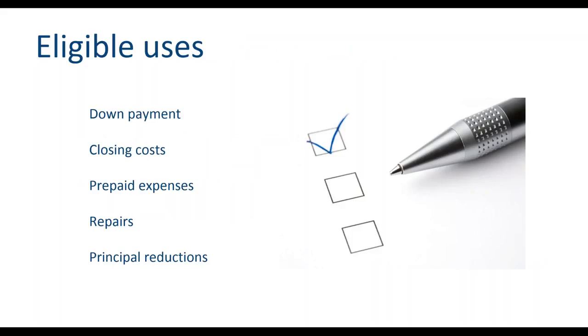Closing costs, very common. Prepaids, common enough. Sometimes these dollars can be used for prepaid expenses, eligible closing costs and prepaid expenses. We see a lot of programs that will allow the down payment help to be used for repairs to the property, to bring them to code or to bring them to quote unquote livability standards. And then of course principal reductions prior to closing.